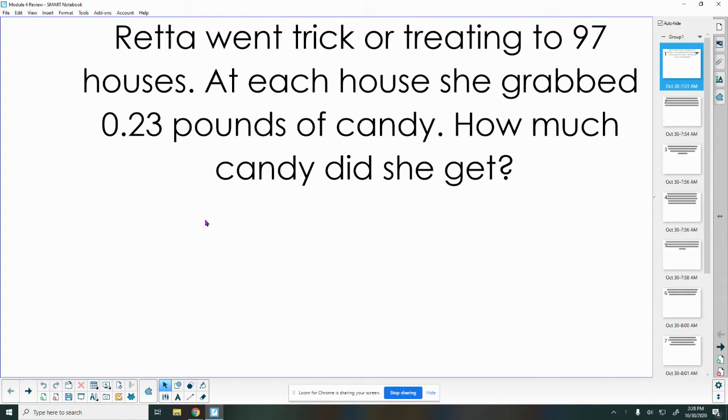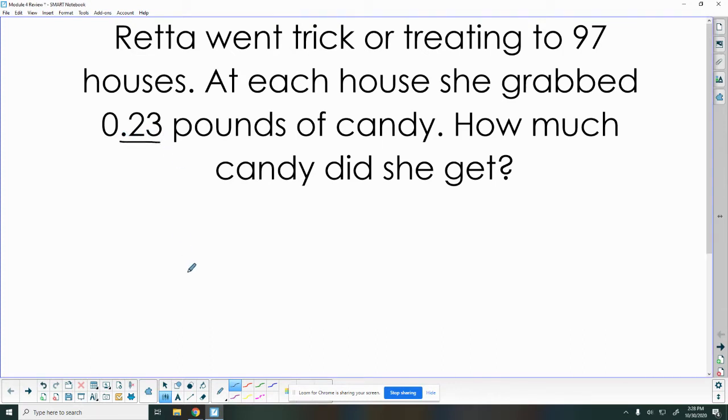So Greta went trick-or-treating to 97 houses. At each house, she grabbed 0.23 pounds of candy. So she was a little greedy, it sounds like. How much candy did she get? So we are looking for the total.